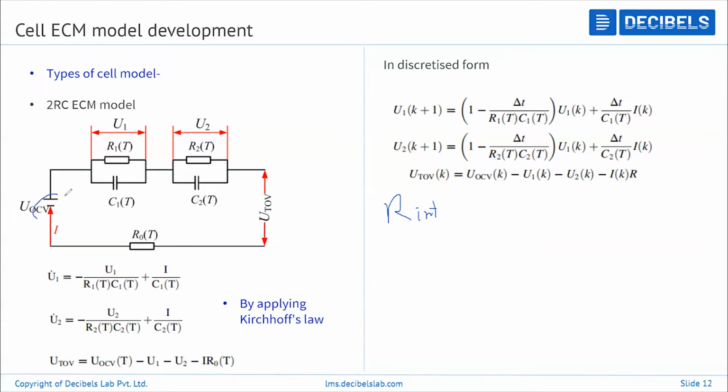if this is your OCV, or open circuit voltage, and the resistor you can see is the internal resistance, this kind of circuit we can call RINT. This is a simple battery model.